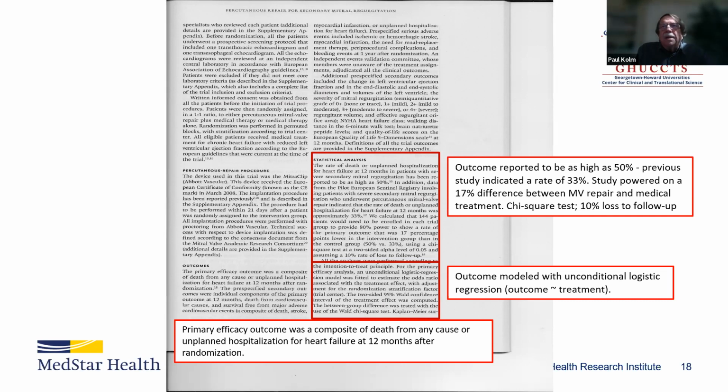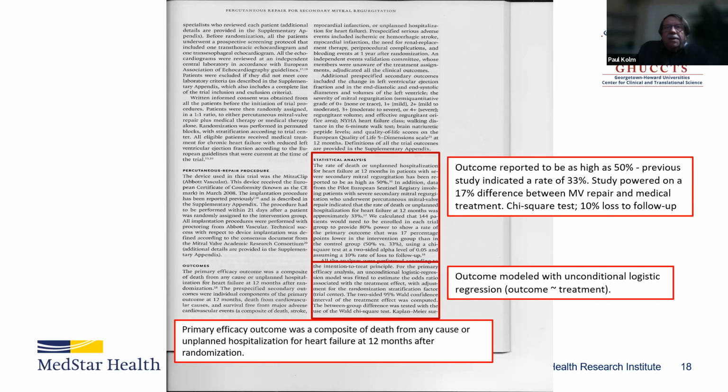And so they cite a study where the outcome, in other words, hospitalization for heart failure or death from any cause, was as high as 50%. And then there was a previous study that indicated that the rate was only 33%. So what they did is they powered their study on a 17% difference between mitral valve repair and medical treatment. And they did this just by doing the chi-square test that we showed earlier, and then they included a 10% loss to follow up.